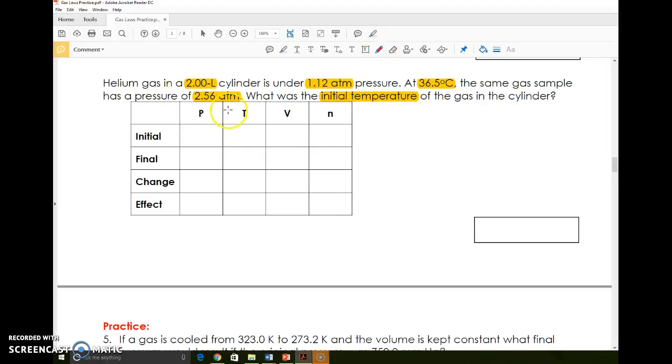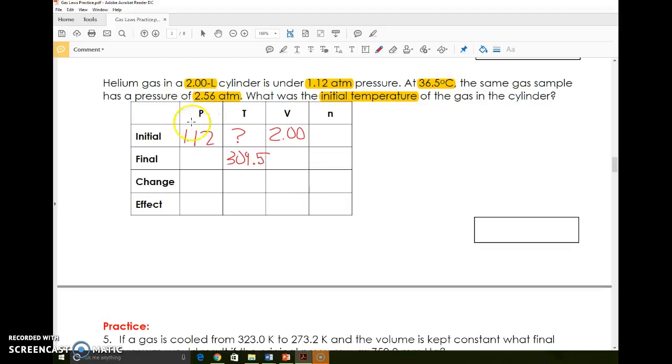Okay, as we begin to go through our data, liters is a unit of volume, so I'm going to put that in my initial volume column. And that gas is under a pressure of 1.12 atm. At 36.5 degrees, normally I would think that that was the initial temperature because it was given first in the problem, but as I was reading I found that we're actually solving for the initial temperature. So 36.5 degrees Celsius is my final temperature. Again, we need to convert this to Kelvin by adding 273, which gives us a final temperature of 309.5 degrees Kelvin.